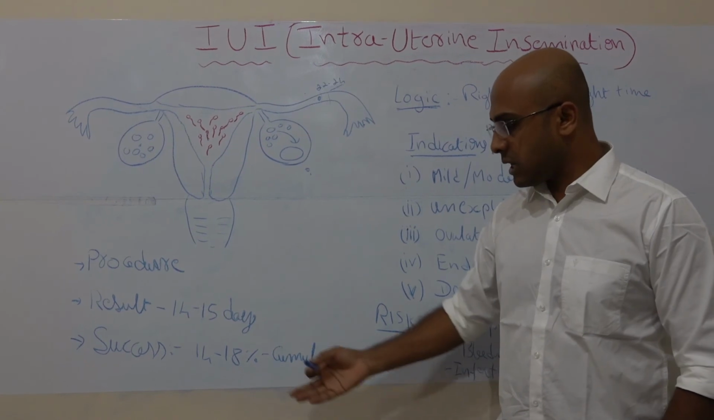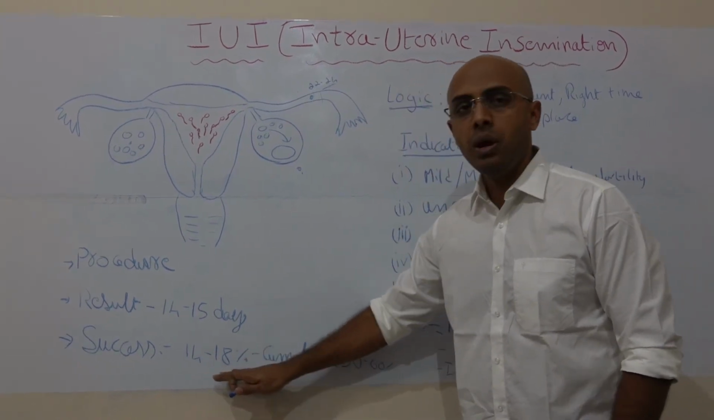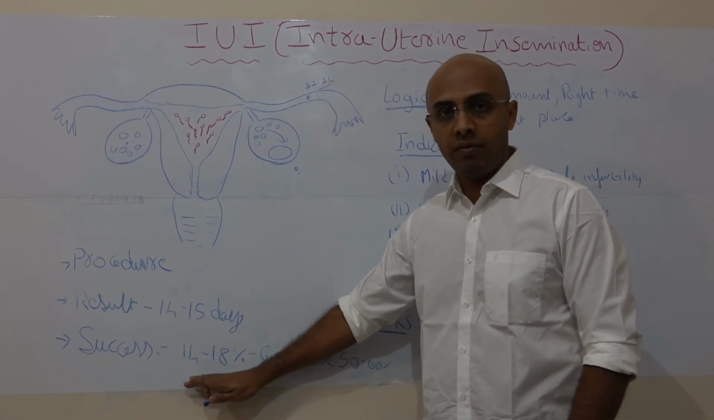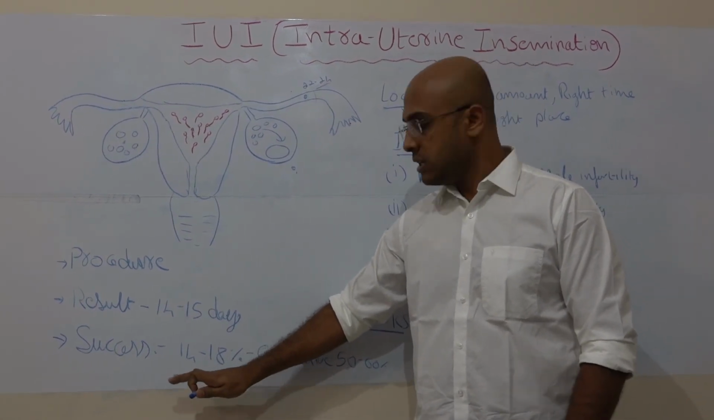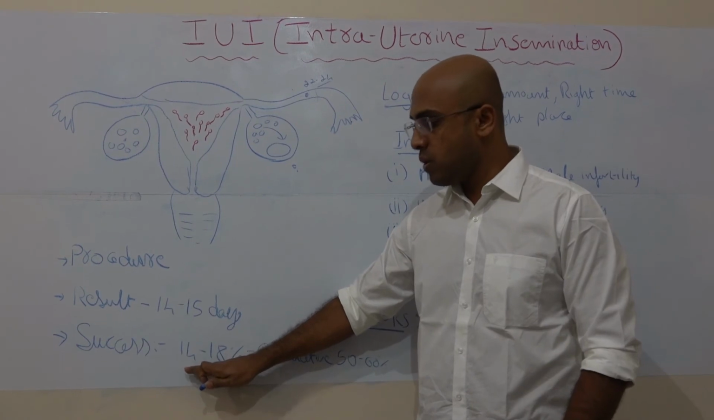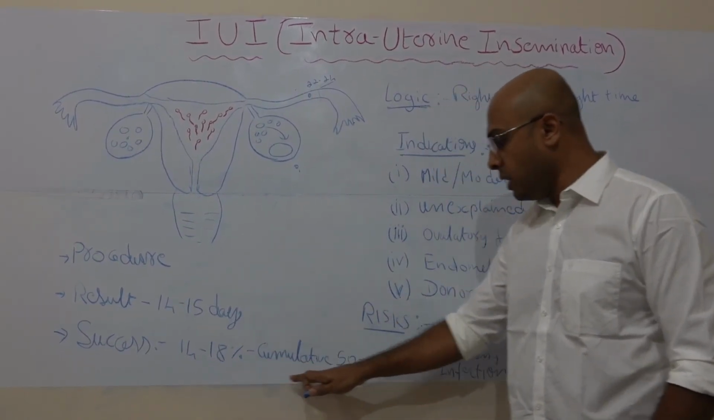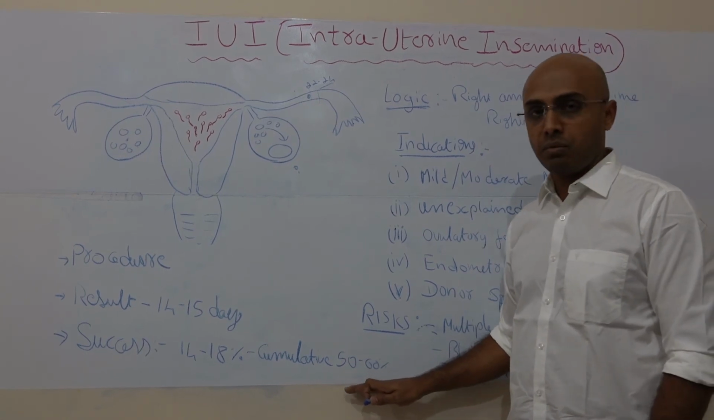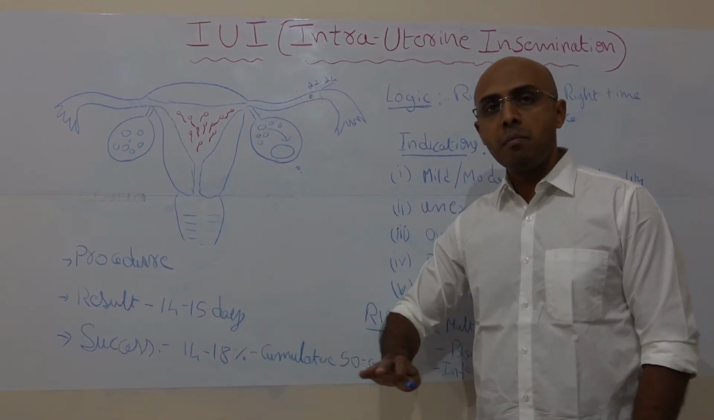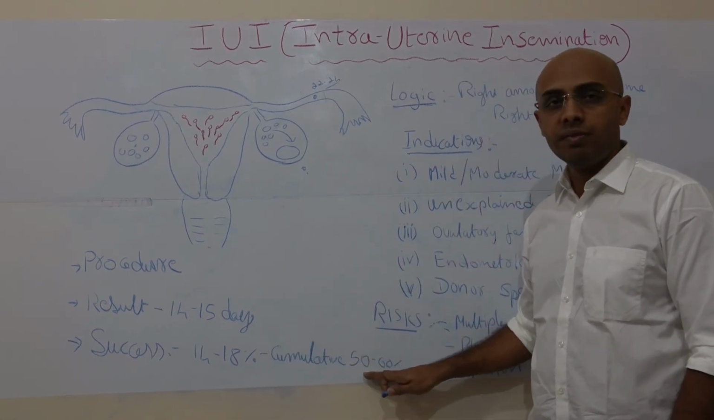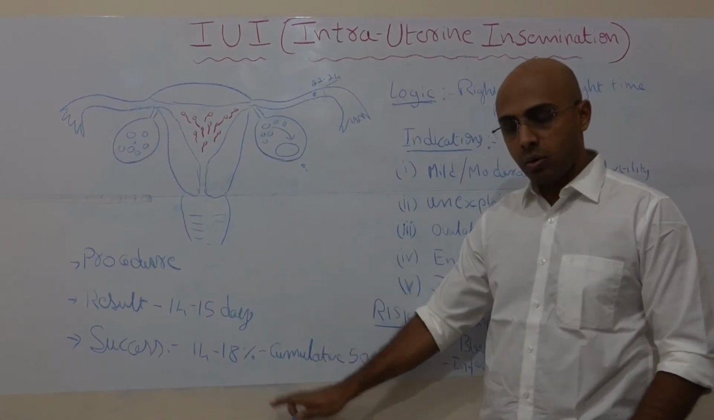What is the success rate in IUI? It's around 14 to 18% only, so keep that in mind. When we compare to IVF, where the success rate is around 60 to 70%, the IUI success rate is only 14 to 18%. But the cumulative success rate is 50 to 60%. Cumulative means over a combined 4 to 5 cycles, the success rate is going to be 50 to 60%. You need to keep that in mind.